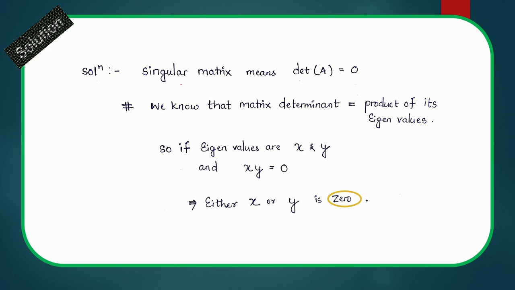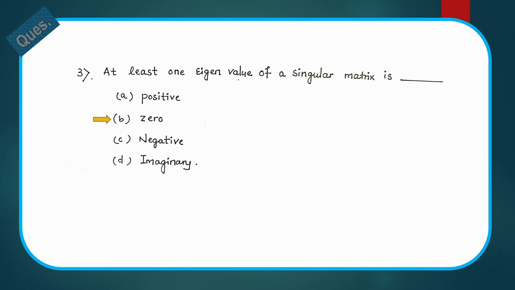Now coming to the solution of the question. Singular matrix means determinant equals 0. We have seen that determinant of A equals 0. Now we know that a matrix's determinant equals the product of its eigenvalues. We saw in the eigenvalue properties that the product of the eigenvalues should be equal to the matrix determinant. So for a singular matrix, if the determinant equals 0, the product of its eigenvalues should equal 0. So if the eigenvalues are x and y and xy equals 0, either x or y is 0. So the answer will be 0. Here at least one eigenvalue of the singular matrix is 0.